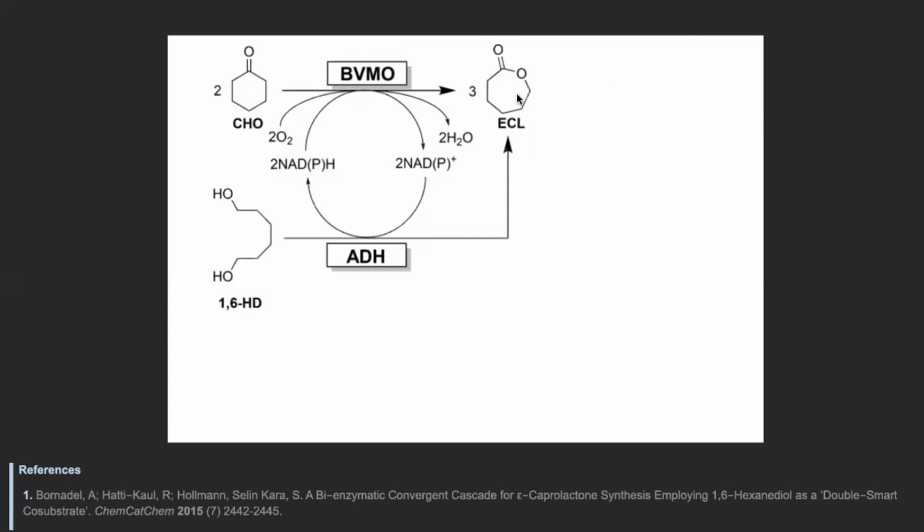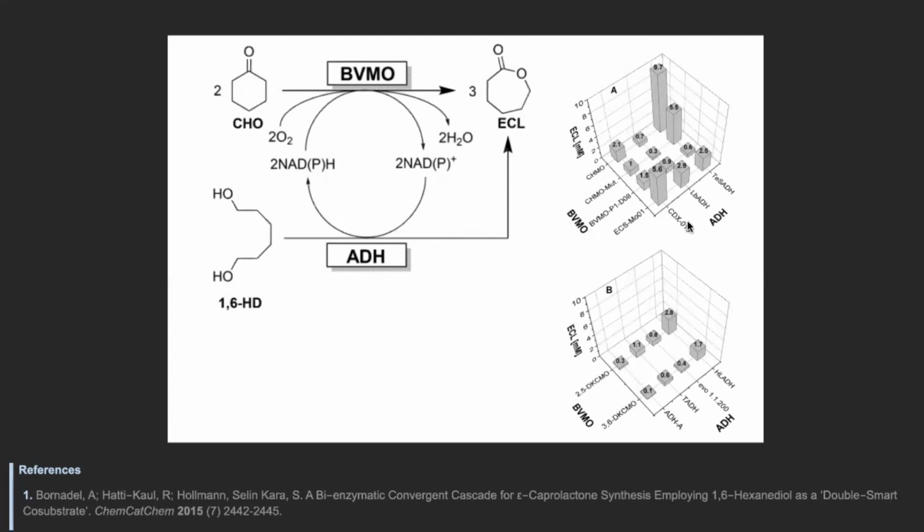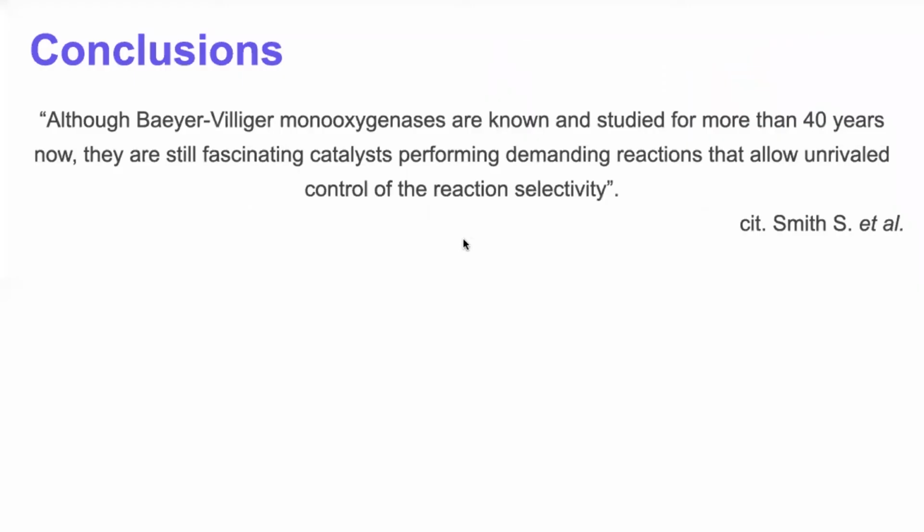Also in this case, they tested different BVMOs combined with different ADHs, and again they saw that the best conversion was with the CHMO combined with this TES ADH. When they scaled up the reaction to 50 milliliters, they obtained a 99% conversion based on the cyclohexanone, with 20 millimolar product formation. So with these examples, I come to the end of my presentation and the conclusion.